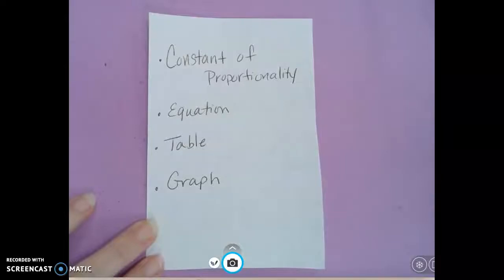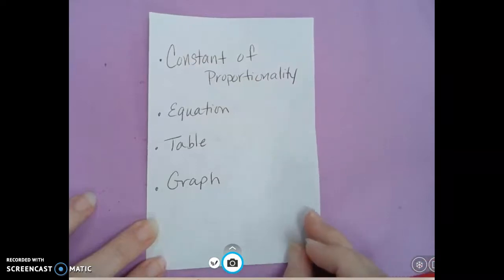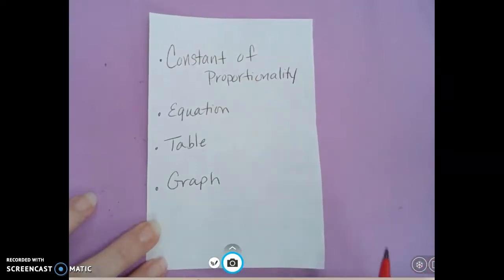We are going to pack a lot of information into this next few minutes. Make sure you take a deep breath and you're ready to roll. Some of it's going to be a review, some of it will be new, but we're going to be looking at constant of proportionality, equations, tables, and graphs, and how to go back and forth between all of those.